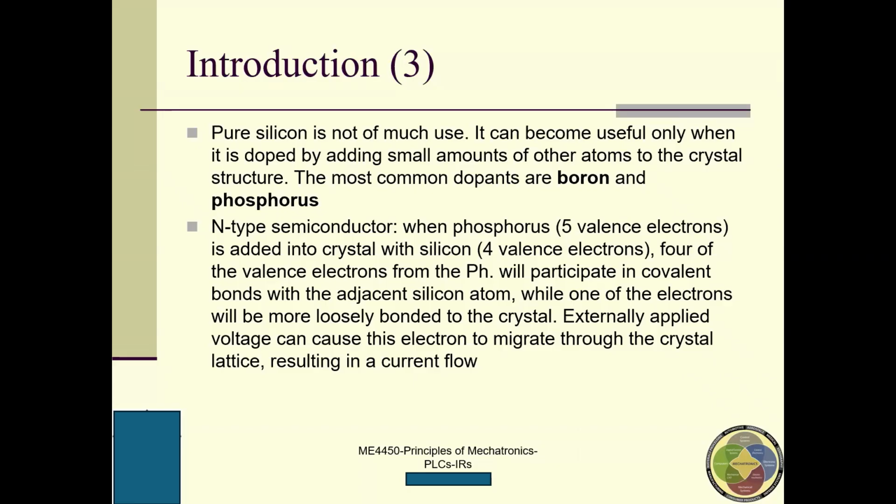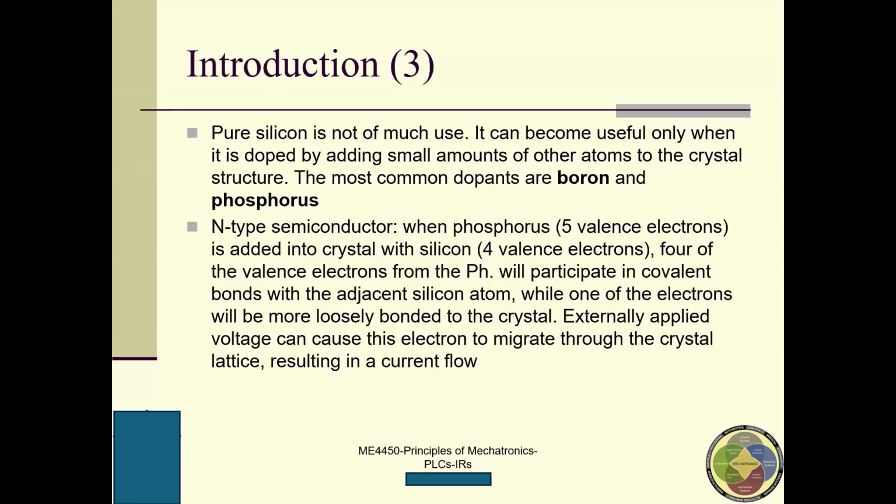So this is for here, okay? The phosphorus atoms have 5 covalent electrons. Silicon has 4, and 4 of the valence electrons from the phosphorus will participate in covalent bonds with the adjacent silicon atoms.